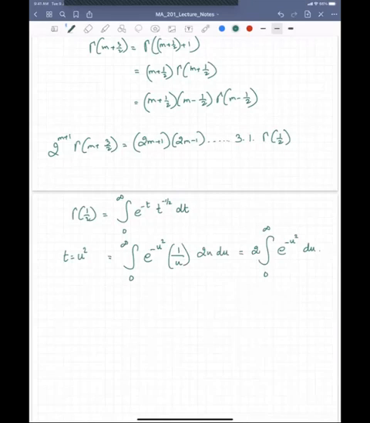Have you guys seen Gaussian integrals before? Do you want me to evaluate this, or do you know how to evaluate this already? Yes or no?